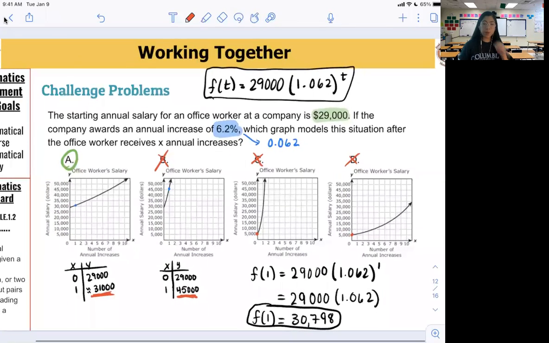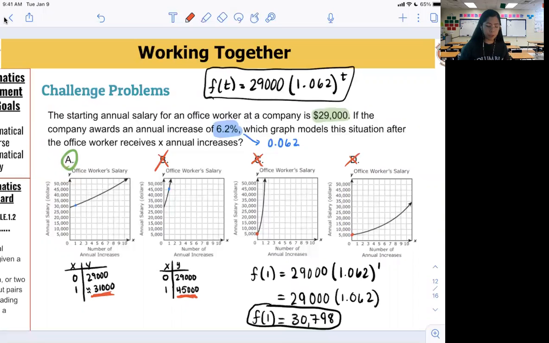So see how this works when you have a graph. First of all, eliminate any answer choices that are just dead wrong. C and D were dead wrong because they started at the wrong number. And then if you have to choose between two of them, try to match them up. Try to see which one gives you the right output value for 1 year or for 2 years.